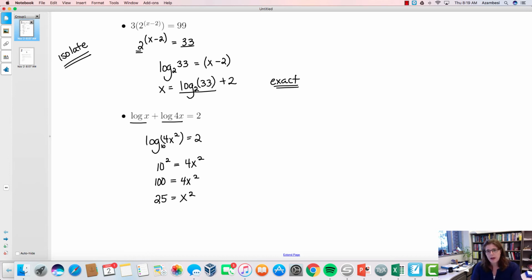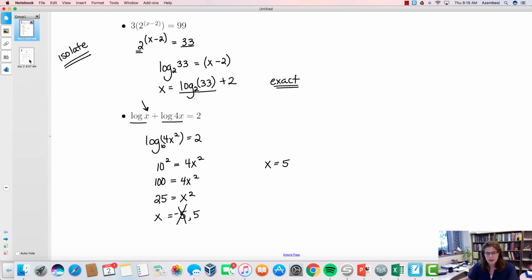Now normally when you have a number equal to a variable squared, we take the square root, we get the plus and minus case. But because of the domain of the log, I can't have a negative 5 in there. So if I were to take the square root of both sides, typically x would be equal to 5 and negative 5, or negative 5 and 5. But this negative 5 is not a solution. So here, x is just equal to 5.